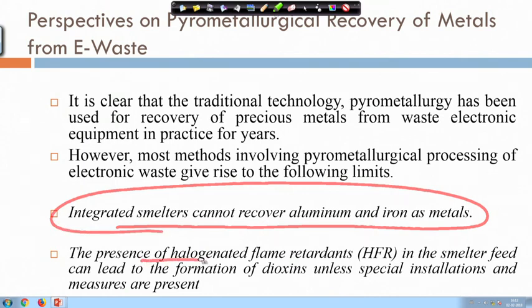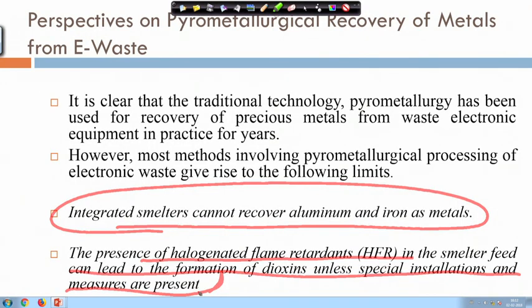And the presence of halogenated flame retardants in the smelter feed can lead to formation of dioxin unless special measures are present. So those are the problems that we have. If somebody wants to do research here, somebody wants to do a PhD in this particular area, these are the topics you need to look at. If you are a chemical engineer or a metallurgical engineer, the first topic makes more sense to you: trying to come up with the recovery of aluminum and iron as well within the integrated smelter, how to make that possible.